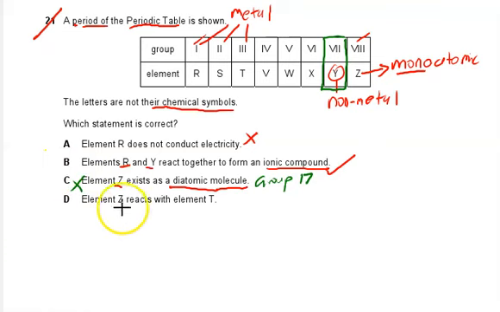D, element Z reacts with element T. Z does not react with any other elements because they are inert. So your best answer here will be B.